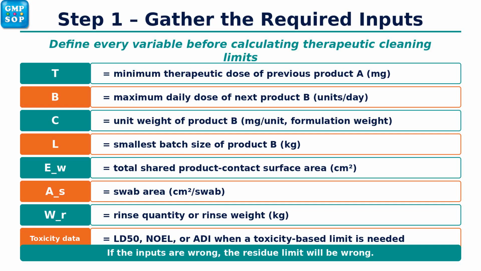AS is the swabbed area. WR is the rinse quantity. If toxicity is assessed, we also need toxicity data such as LD50, NOEL, or ADI. Good inputs are essential, as incorrect inputs will yield an incorrect residue limit.